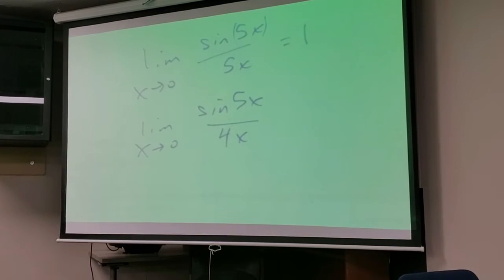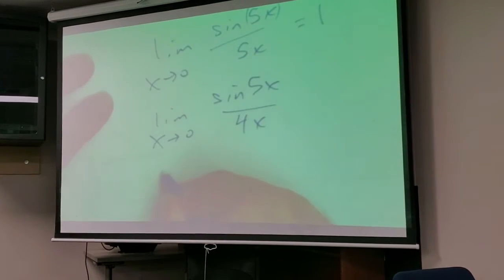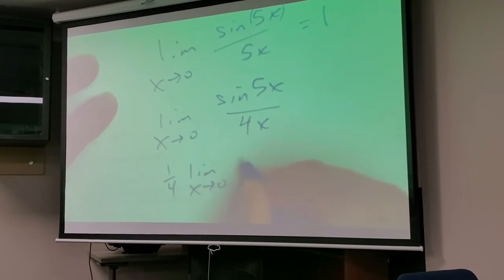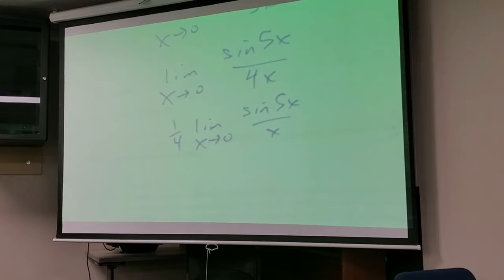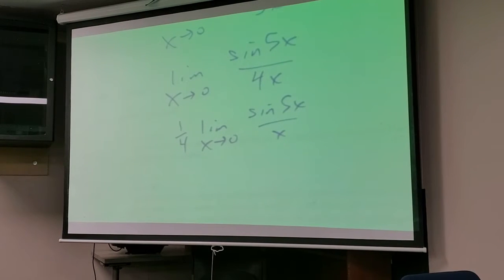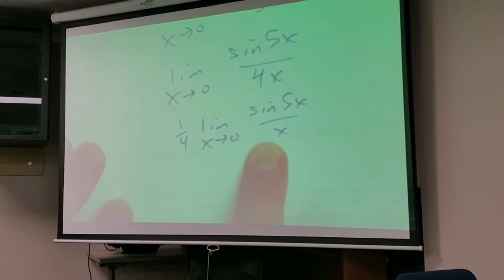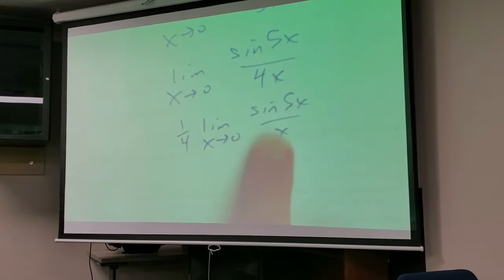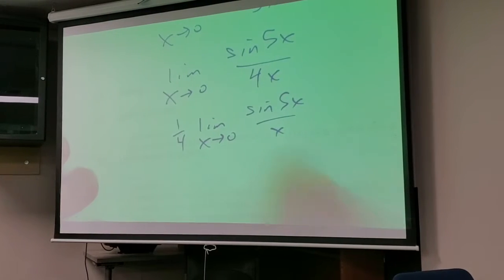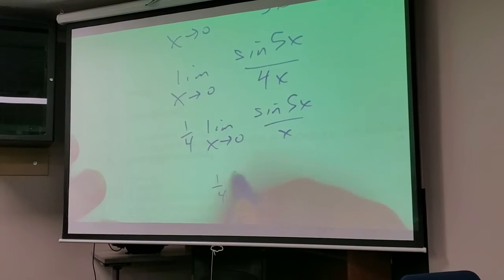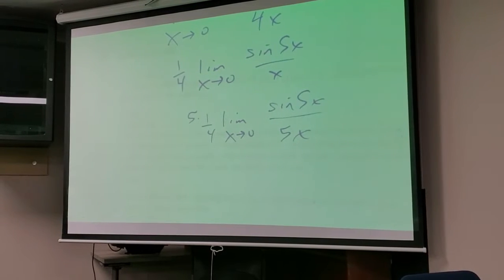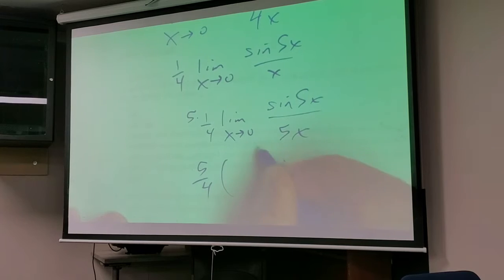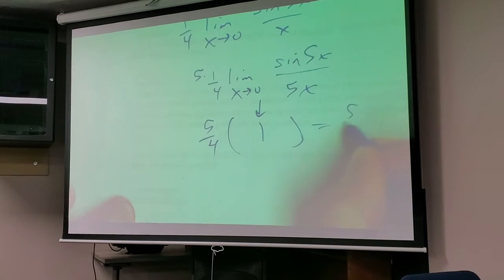So this skill right now. Are you guys cool with the fact that I could just do this? Does anybody have a problem with me doing that? Isn't that true? Yes, all those limit properties we discussed. I can totally just do that, right? And what do I want to be here? Zero. No. I want a 5 to be there, right? If I put a 5 here, what do I have to do at the same time? If I divide by 5, I better multiply by 5. So somebody's guess came out to be correct, right? So this is 5/4, and what's this limit? 1. So that's 5/4.